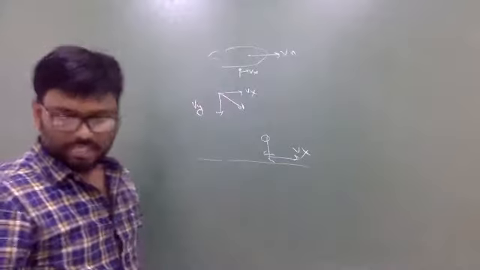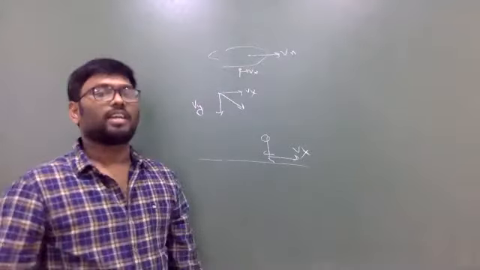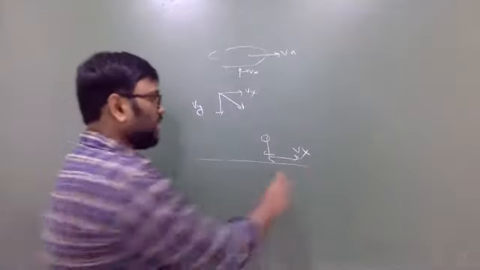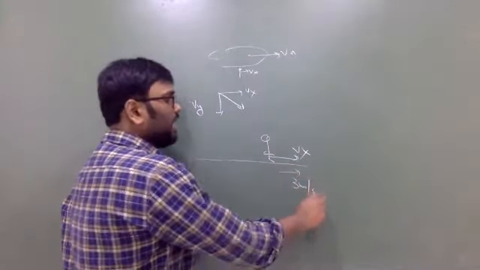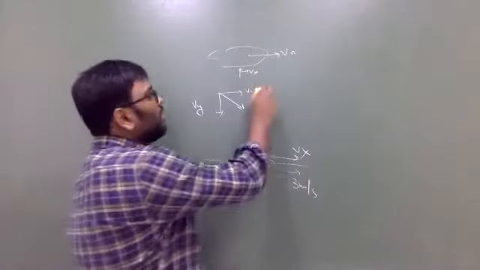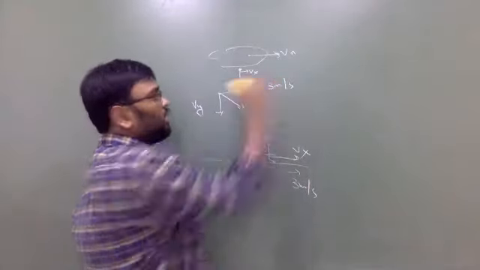In a question they say a person is running at 3 meters per second and finds that rain is falling vertically. So his velocity is how much? 3 meters per second. And he finds the rain is falling vertically. What is the meaning of it? The horizontal velocity of the rain is 3 meters per second.